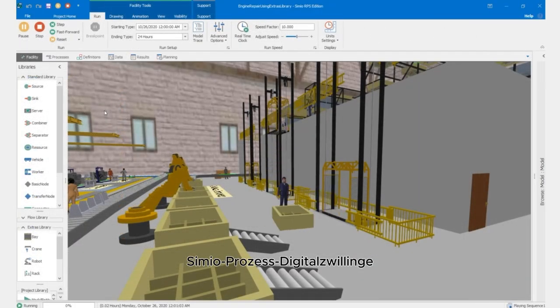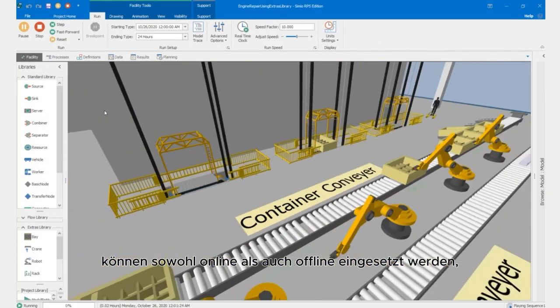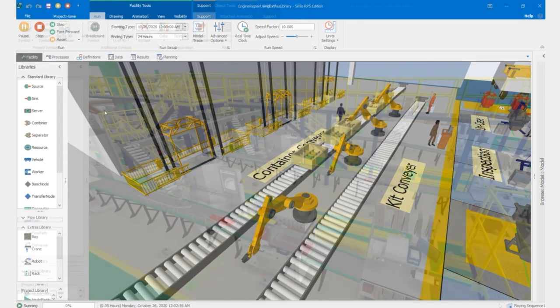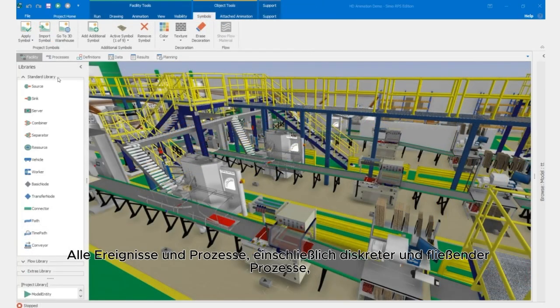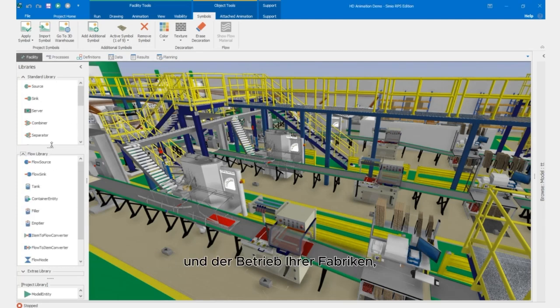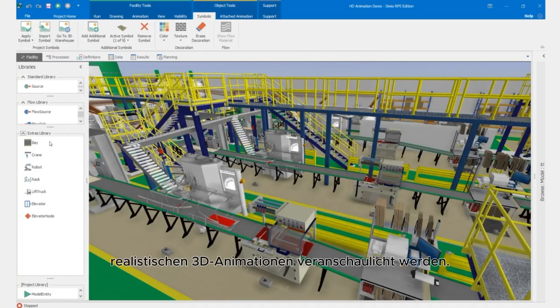Simio process digital twins are versatile and can be deployed both online and offline, functioning as both a predictive and prescriptive solution. All events and processes, including discrete and flow, can be captured in a single process digital twin model, and the operation of your factories, warehouses, and supply chains can be illustrated with realistic 3D animation.